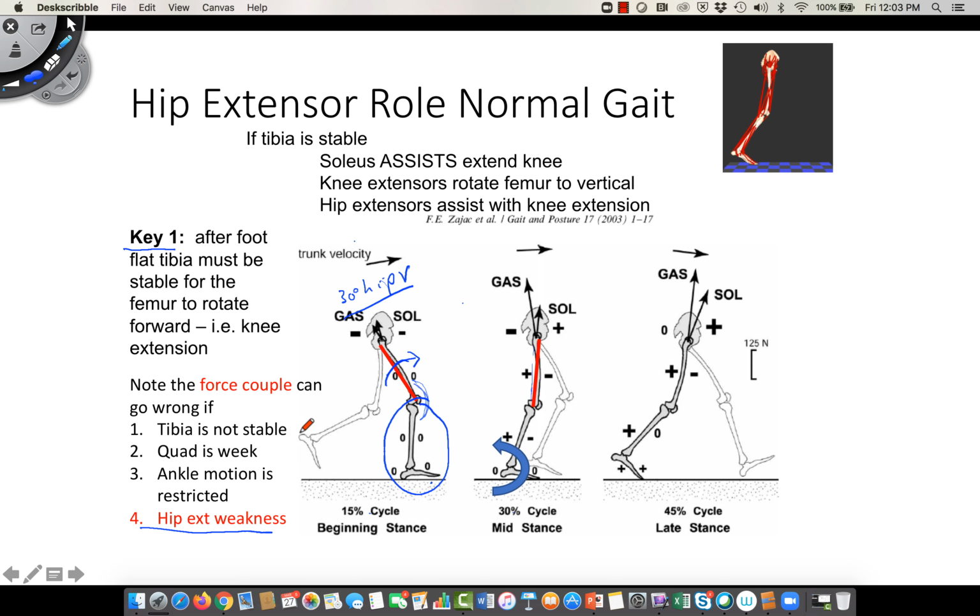And so you can see that this particular transition from double limb support to single limb support is critical and requires the tibia to be stable, a good quad contraction, and ankle motion that allows some dorsiflexion of the tibia on the fixed foot, and then adequate hip power.